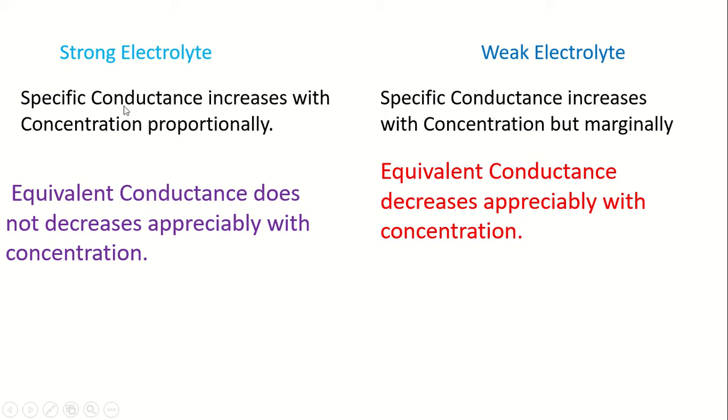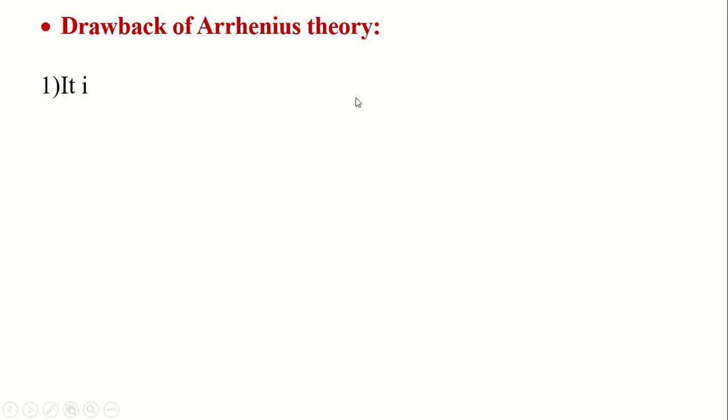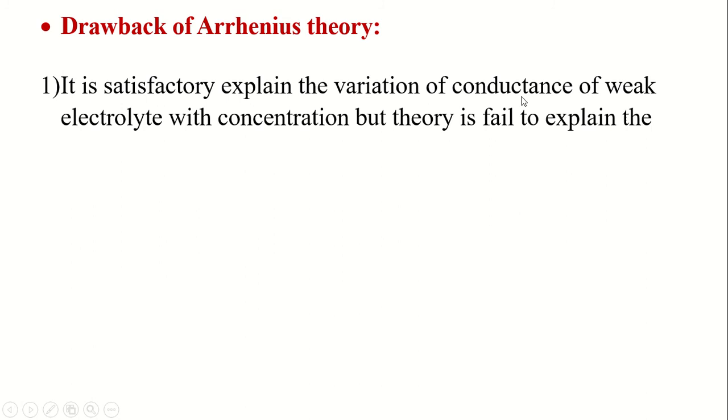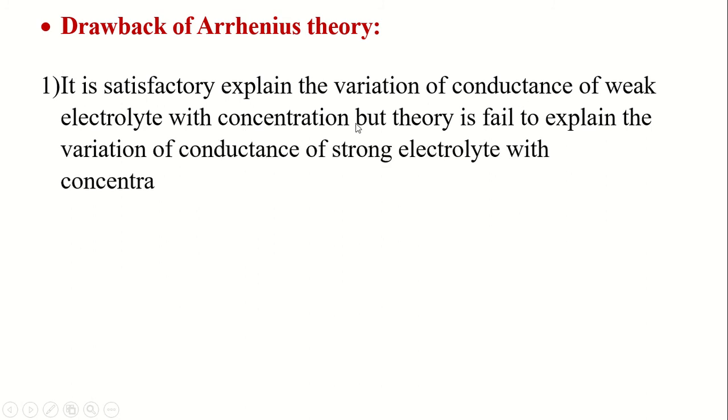Therefore, specific conductance gives more effect in the strong electrolyte, and equivalent conductance gives more effect in the case of weak electrolyte. Such an explanation is given by a number of theories. One of the famous theories is the Arrhenius theory, but the Arrhenius theory has some drawbacks. It satisfactorily explains the variation of the conductance of weak electrolyte with concentration, but this theory fails to explain the variation of the conductance of strong electrolyte with concentration.